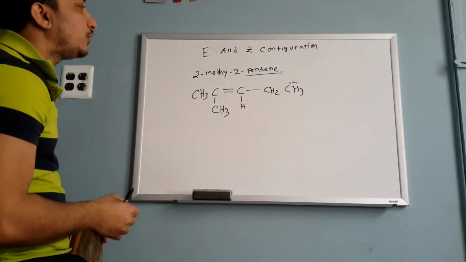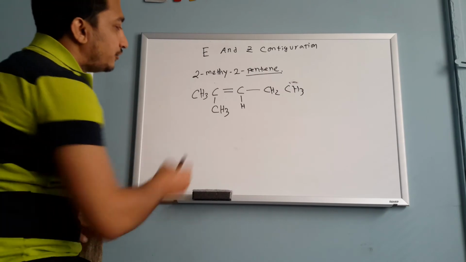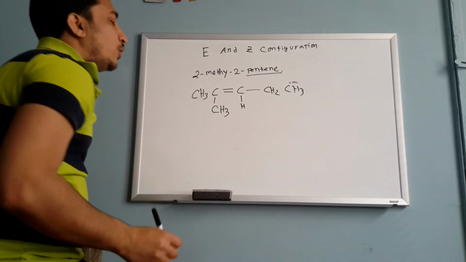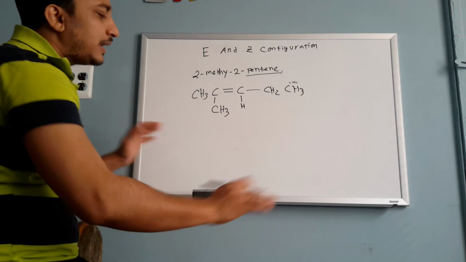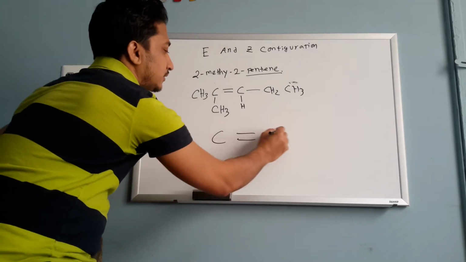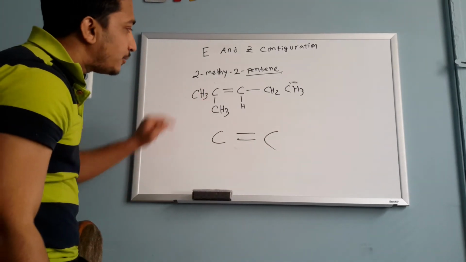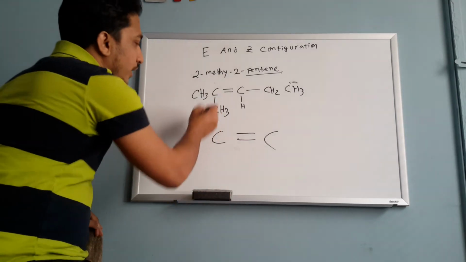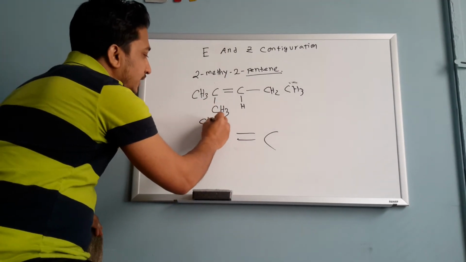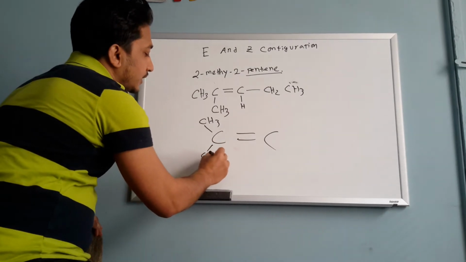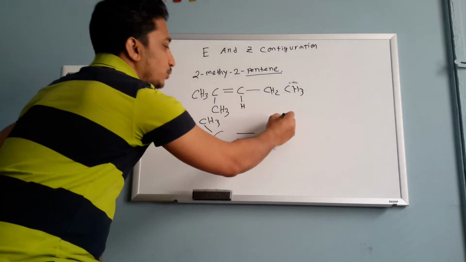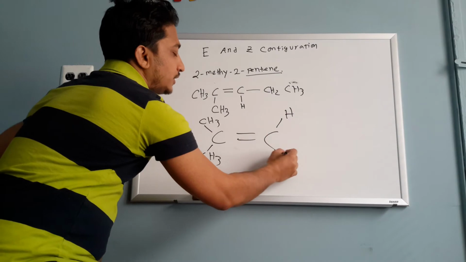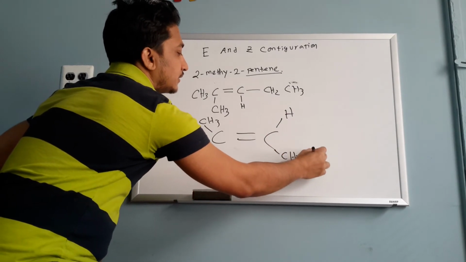So right now what you have to do is find out the E and Z configuration. Okay, let's start. Where is your double bond? Write it like that. This carbon needs 2 more bonds, right? One bond is CH3, another bond is also CH3. And for this one, one bond is hydrogen, one bond is CH2CH3.